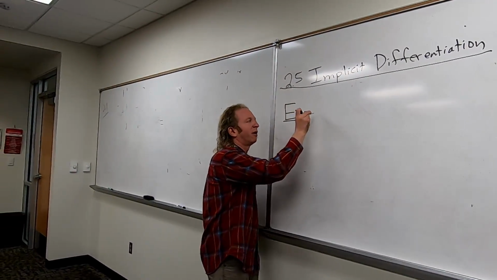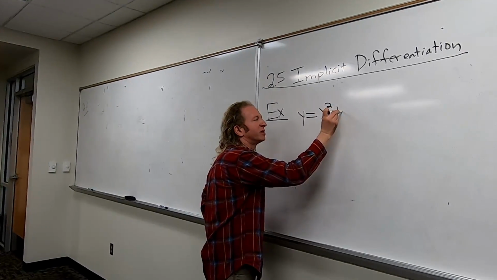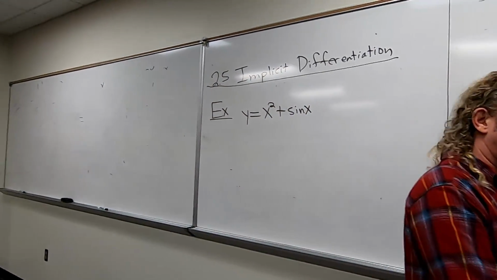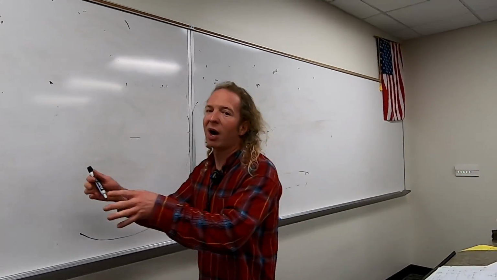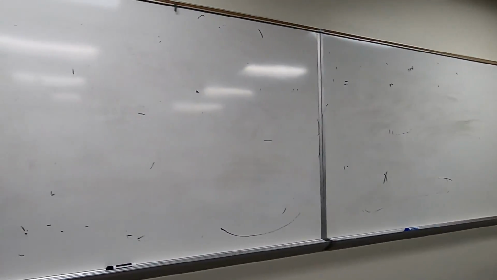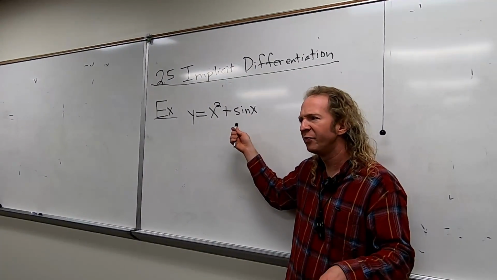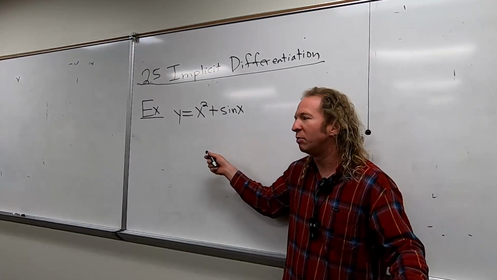Say you have y equals x squared plus sine x. In this case, y is explicitly defined in terms of x. Like there's only x's here, right? You have a formula for y. There's no y's here. So you have a formula, so you could find the derivative. It would be pretty easy, right?